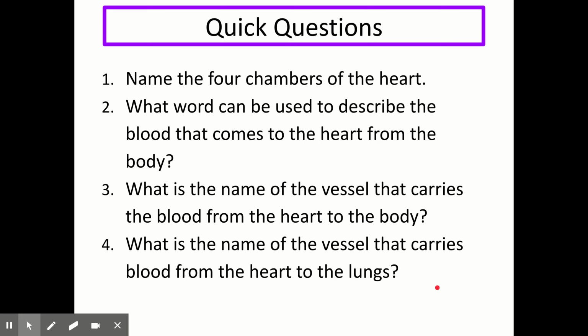So let's try some quick questions on what we've covered so far about the heart to check our knowledge before we move on. So pause the video here and try these questions either by saying the answer out loud or writing them down. And when you're ready, play the video and we will go through the answers.